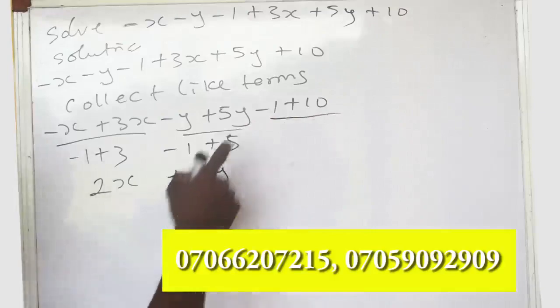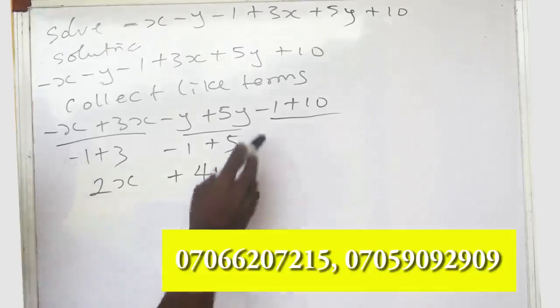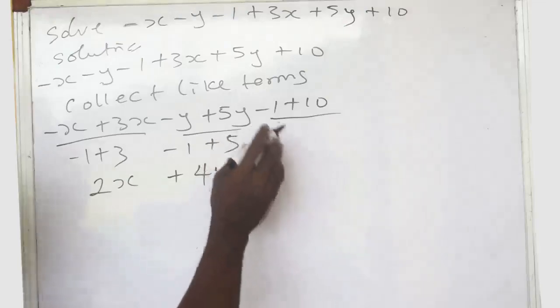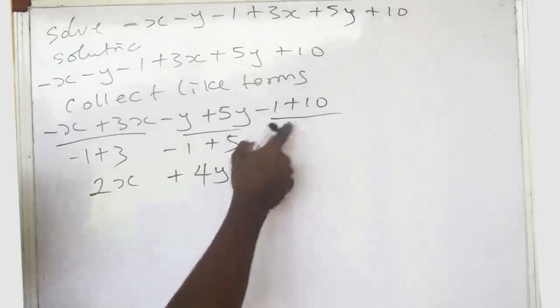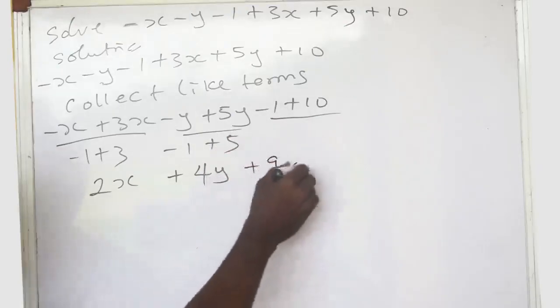You should ask me why I organize them as like terms. All these, minus 1 and 10, are known as constants. If you can recall the video I did with regards to constants. Constant means numbers that are not attached to variables, they're on their own. So every constant are like terms. So minus 1 means you are owing 1, plus 10 means you are paying 10. So we get 9. So this is the answer.